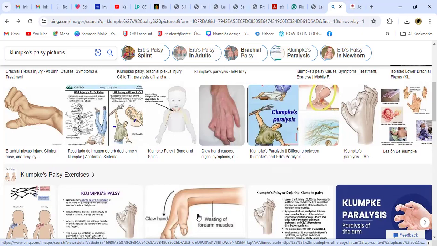Let me show you another example. In that one also, there'll be a low brachial plexus injury. Short muscles of the hand are affected. It will give you a claw-like position, or it will be Benedict's palsy. It's also sometimes called Benedict's palsy.